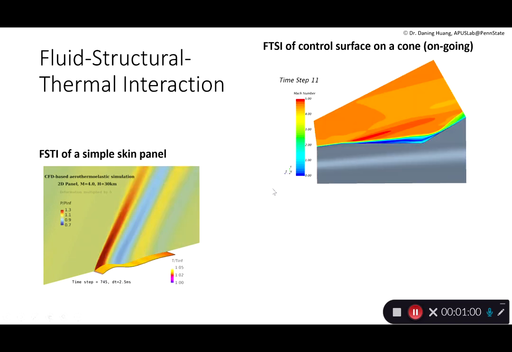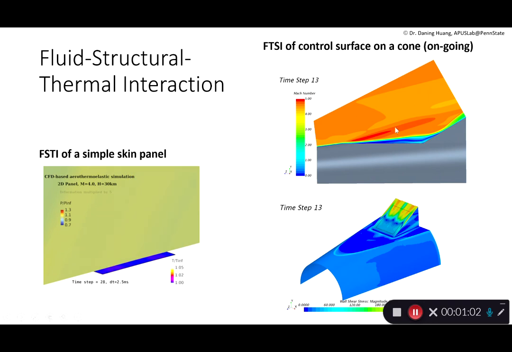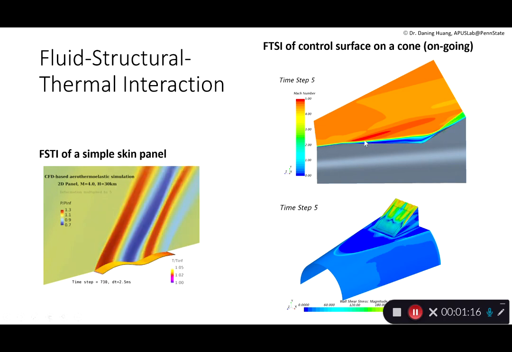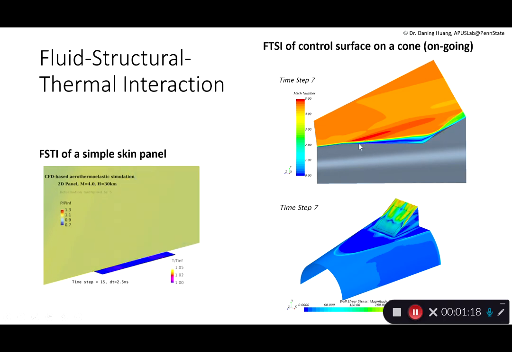And here's one more interesting example where we studied the control surface mounted on a cone surface. This panel is compliant and it is subject to the impingement of the shear flow, the flow separation, and the shock impingement. And a lot of interesting physics can happen in this process.